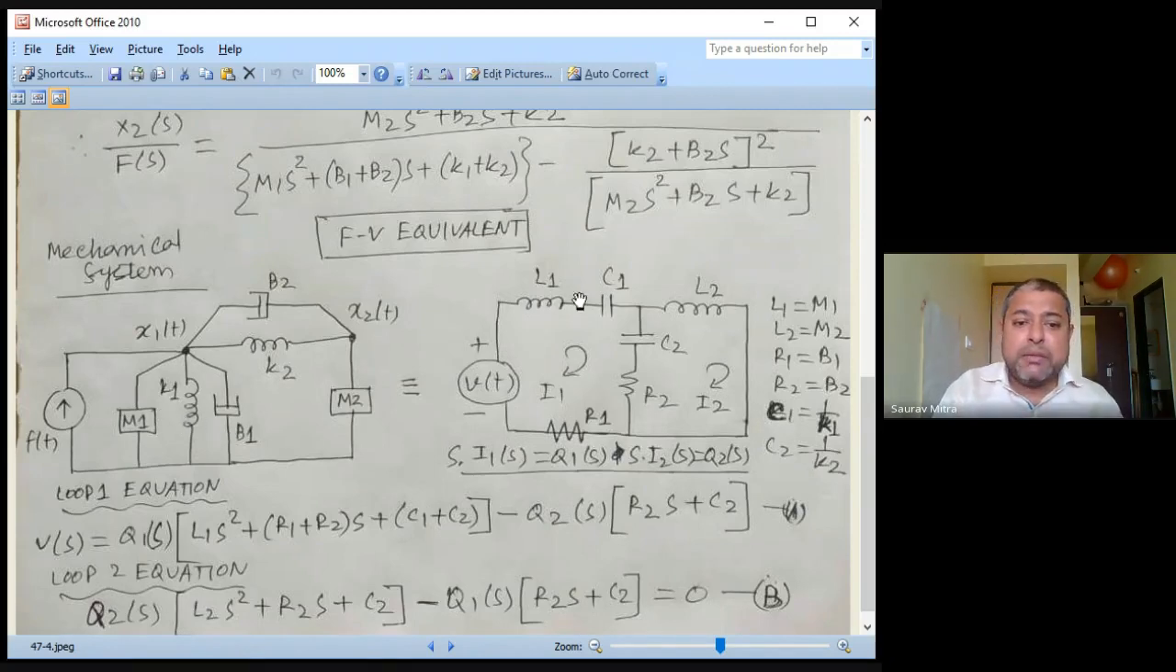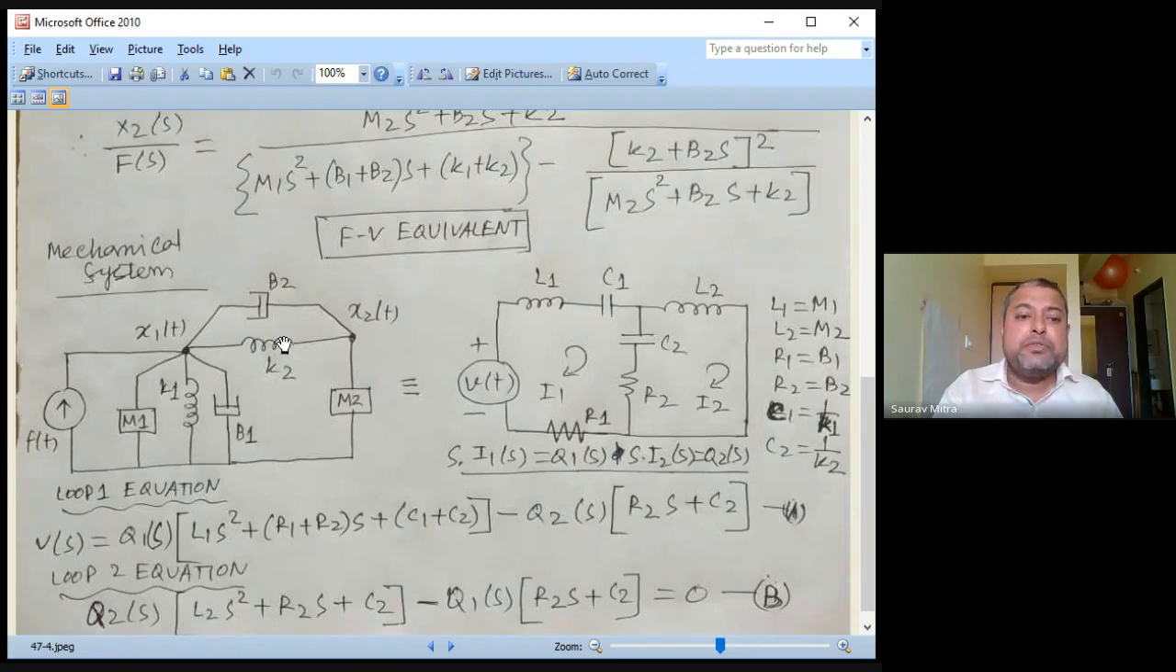Whenever M is 2, L will also be 2. But if K is 5, then C will be 1 by 5, that is 0.2. That is the only thing you have to remember. If B is 10, then R also will be 10. And if F is 100, V also will be 100. So only the value of C1 changes. We will write C1, but whenever writing its actual value, we will write it equal to 1 by K1. So that is the first part.